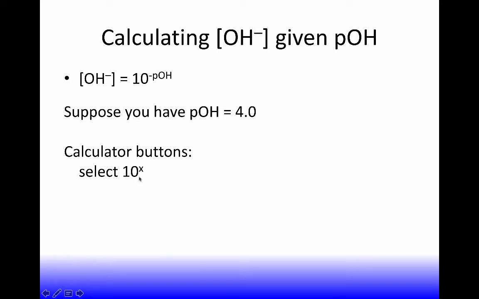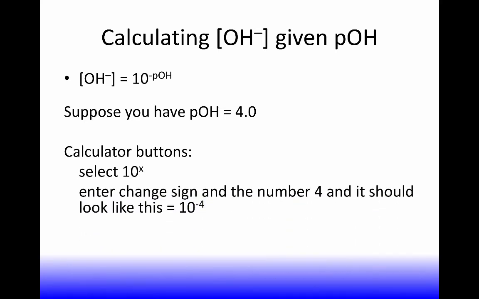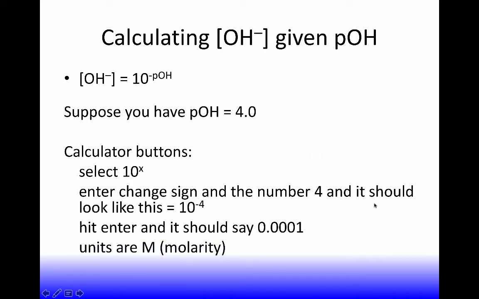Now remember that's a second function. And then we'll enter a change sign to make it minus and then the number 4, so it looks like that. And then hit enter and you should get 0.0001. And that's actually a molar value. So it would be 1 times 10 to the minus 4 molar hydroxide ion. Okay, units of molarity.